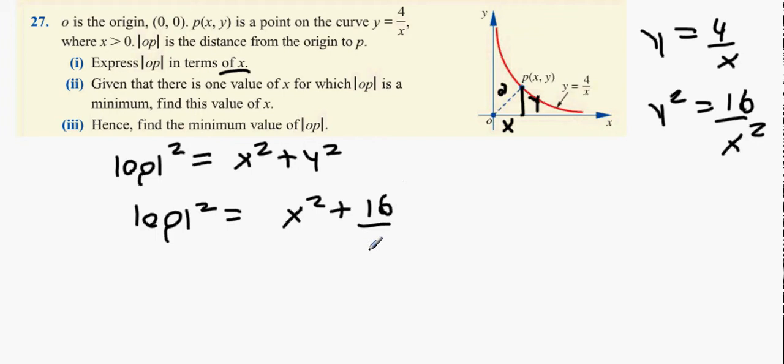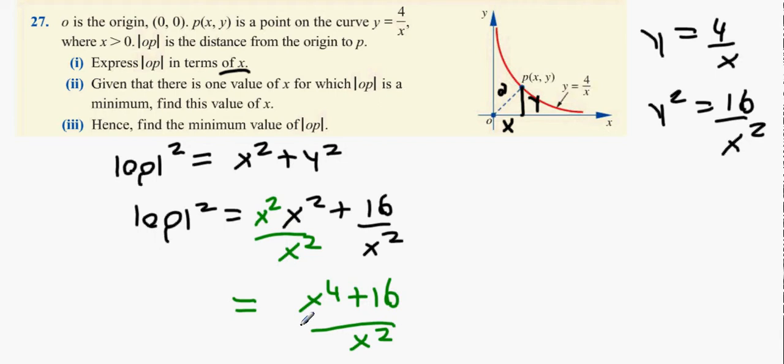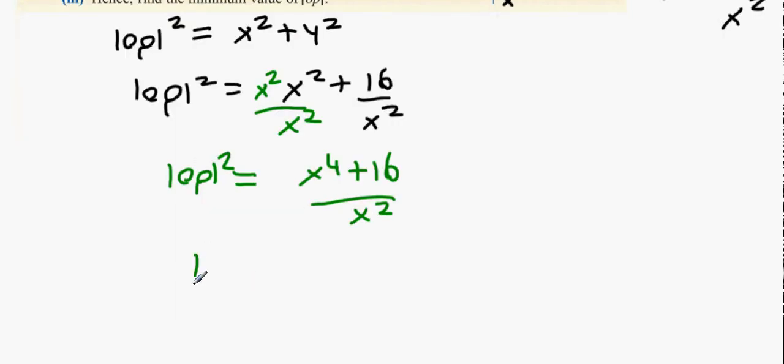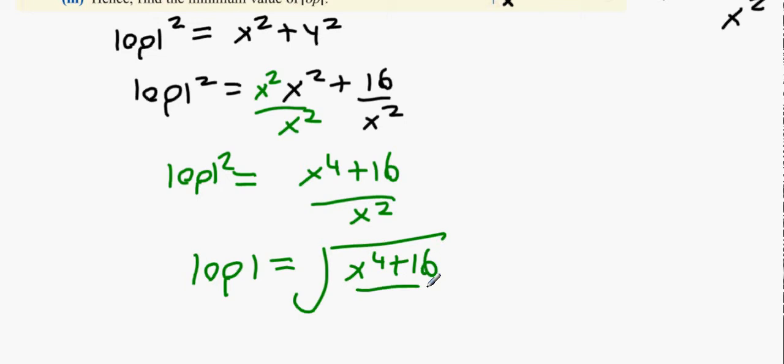16 over x squared. We can find a common denominator there, putting another x squared on the bottom. We get x to the 4 plus 16, all over x squared, for OP squared. Then we square root both sides, and we can say that OP is the square root of x to the 4 plus 16, all over x squared, and that can be the square root of x to the 4 plus 16, all over x.